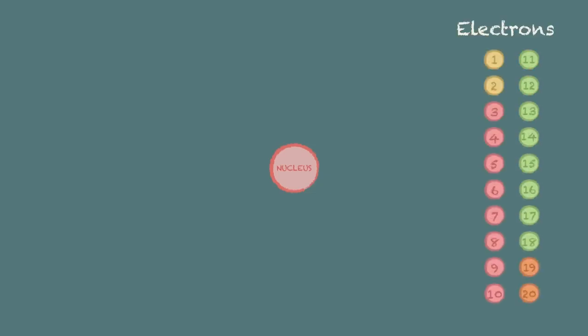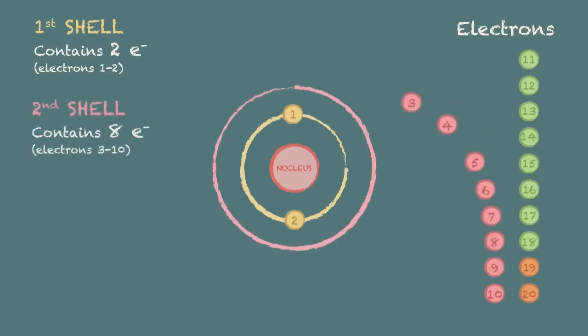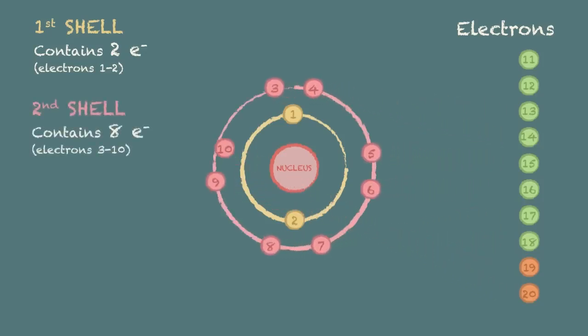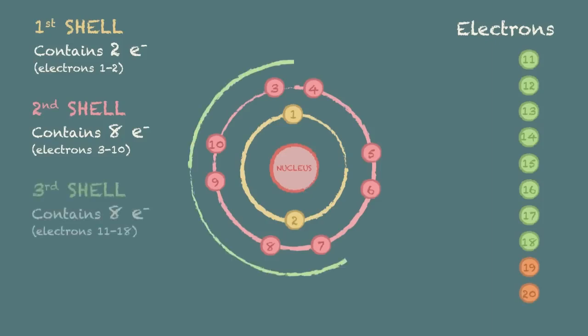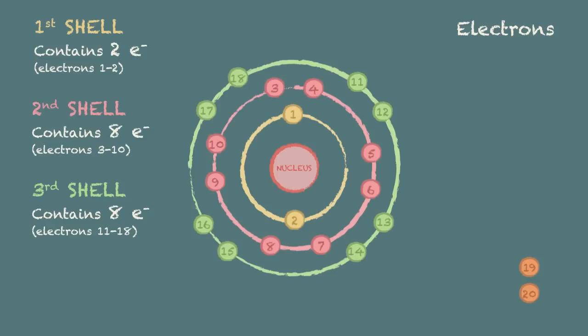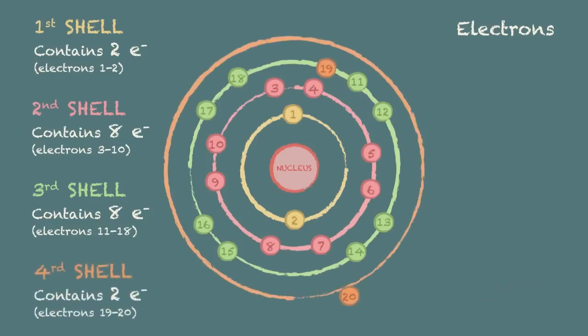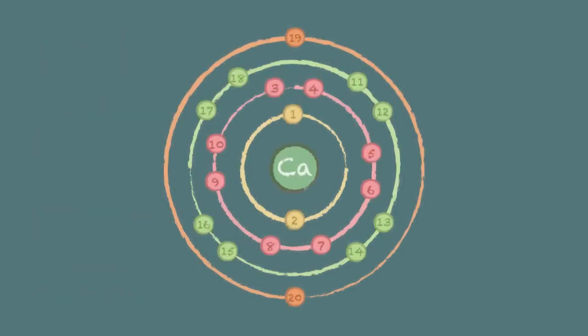The maximum numbers are as follows. The first shell can contain a maximum of 2 electrons. The second shell, up to 8 electrons. The third shell also has a maximum of 8 electrons. And the 19th and 20th electrons go into the fourth shell. And this would actually represent a calcium atom.